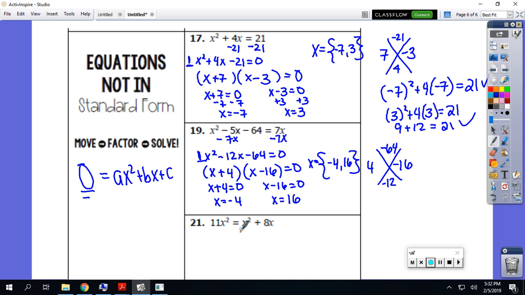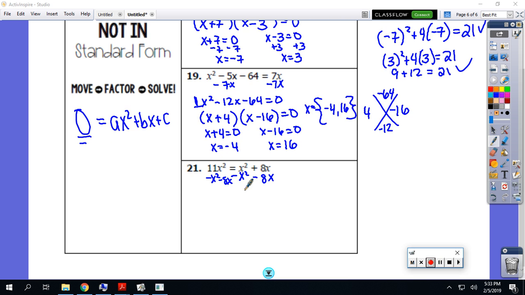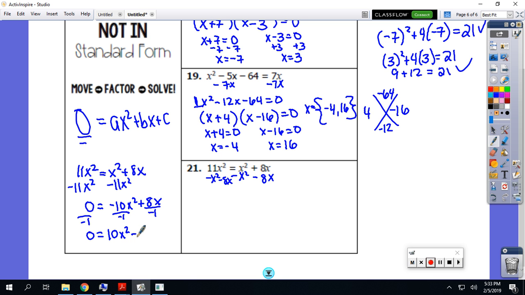21, I'm going to go ahead and get this equal to a 0, so I'm going to subtract the x squared, and I'm going to subtract the 8x. And I always want this to be a positive a value here. So if you happen, let's just say, if I happen to go through and subtract the 11x squared, I would get 0 to equal negative 10x squared plus 8x. I would want to go through and divide out a negative 1 out of every single item, so that I ended up with a positive 8x.